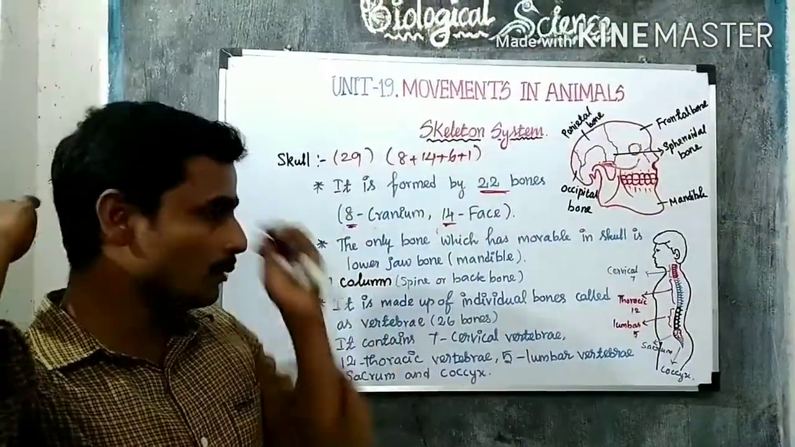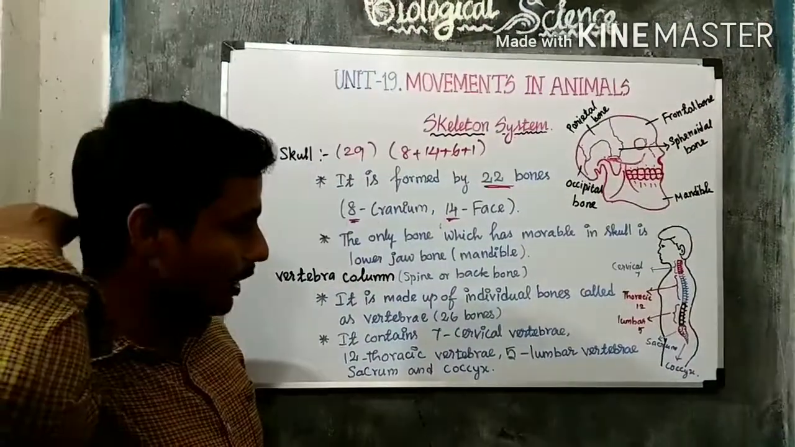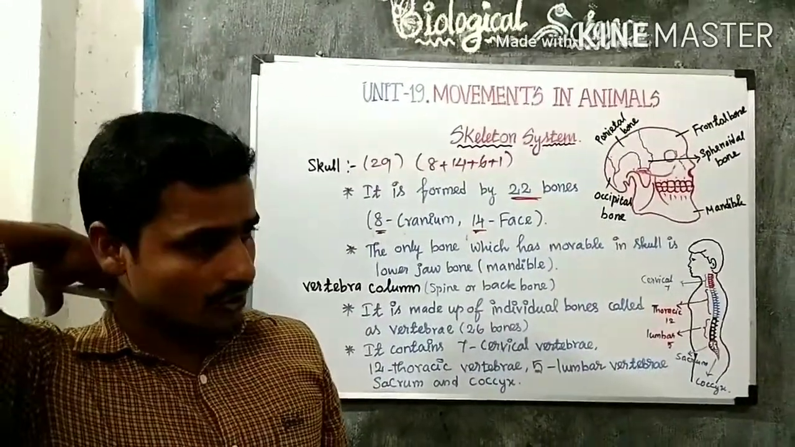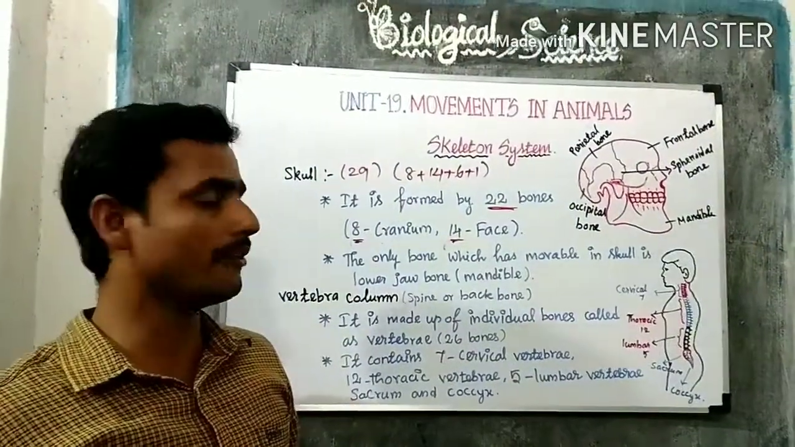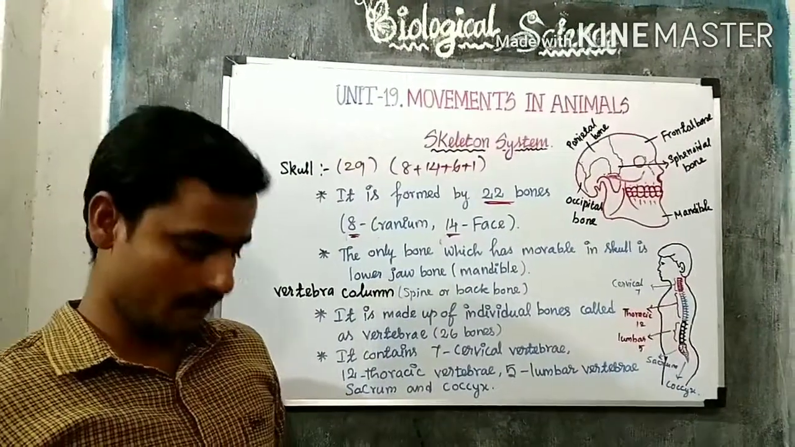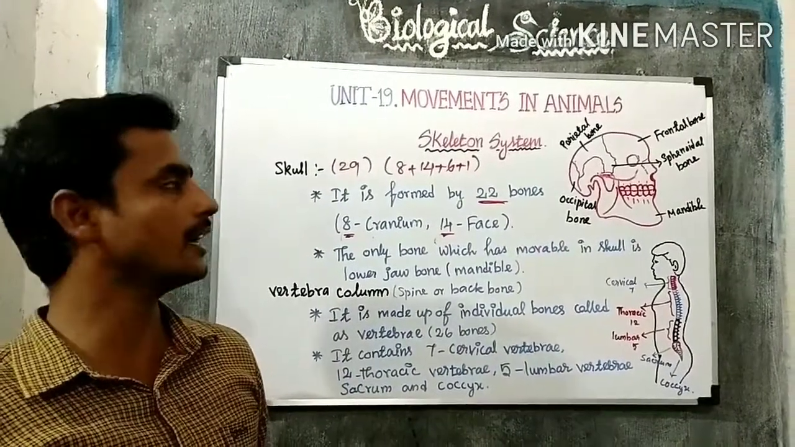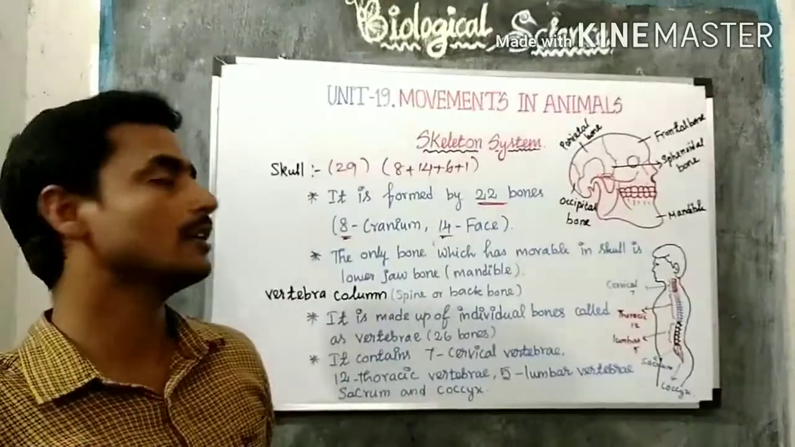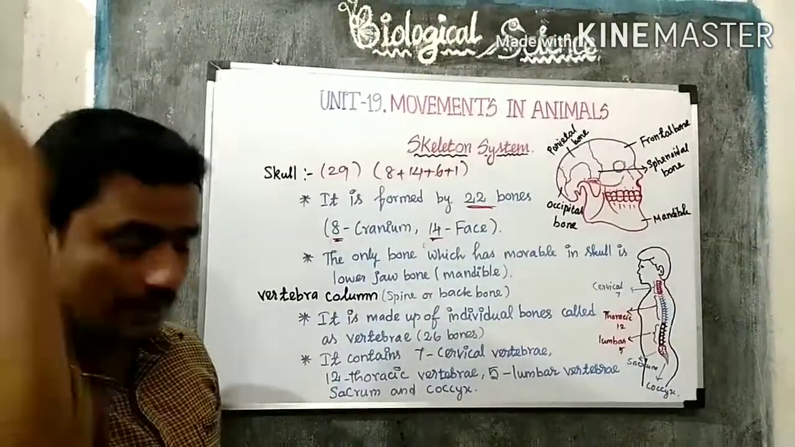The skull is placed above the vertebral column. The joint between the vertebral column and the skull provides movement inward, outward, and sideways. We can shake our head inward and outward as well as sideways due to the presence of the joint between the vertebral column and the skull.